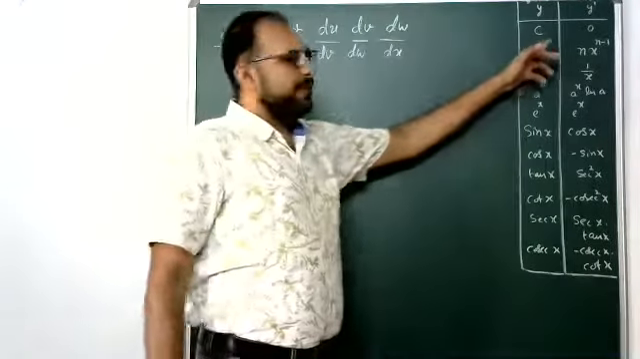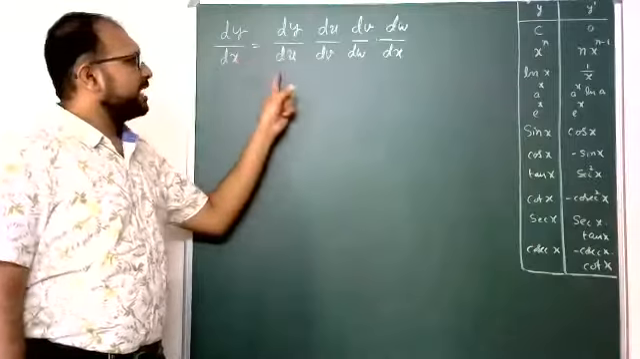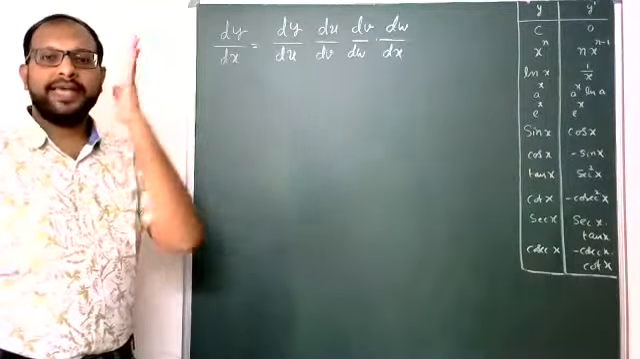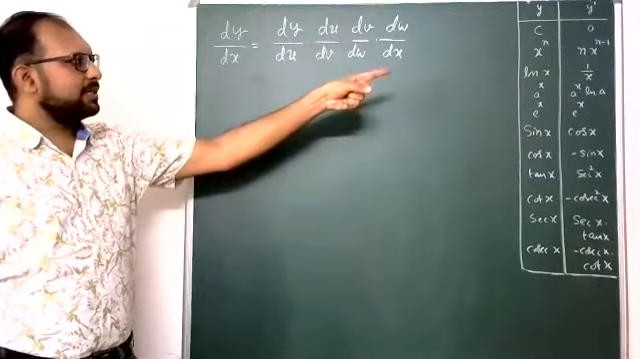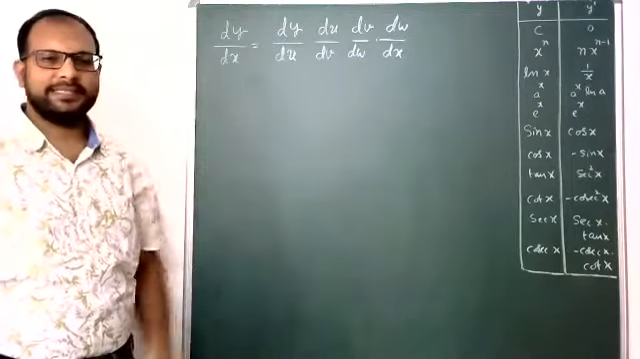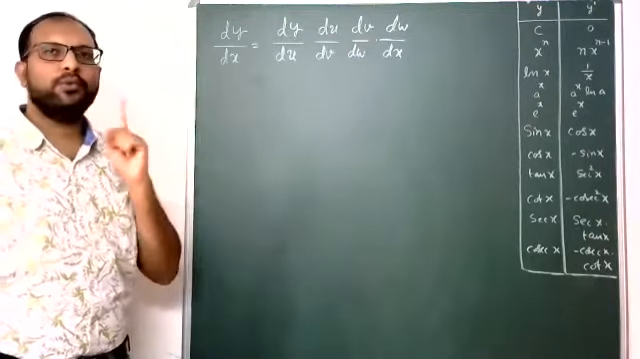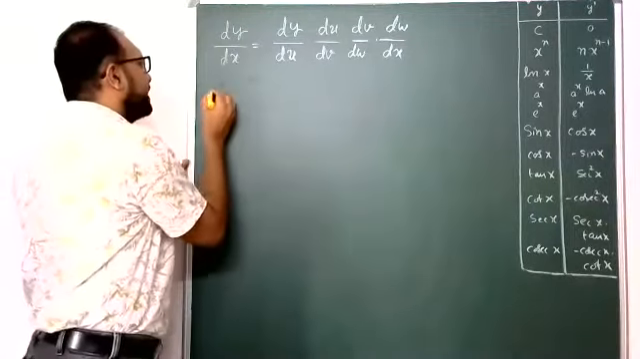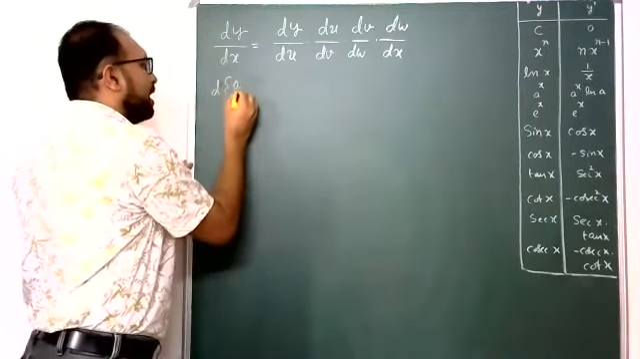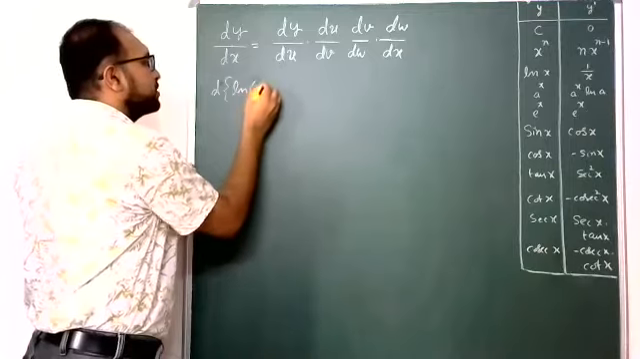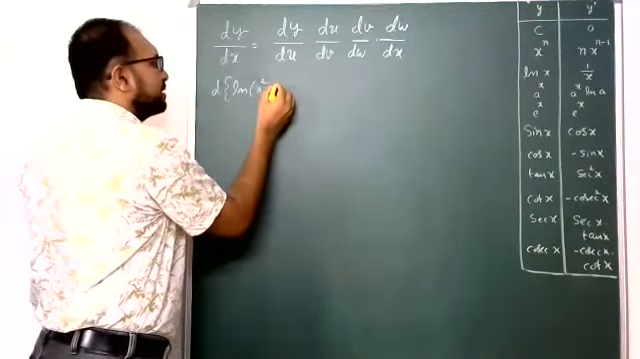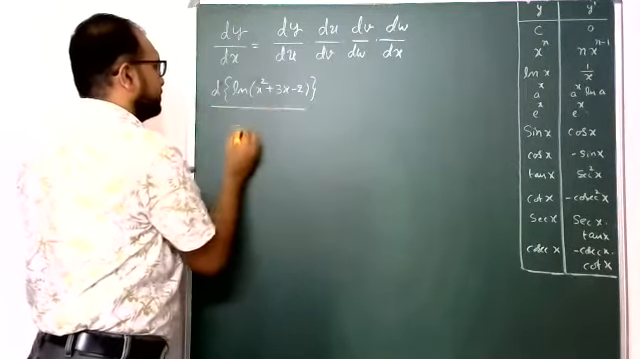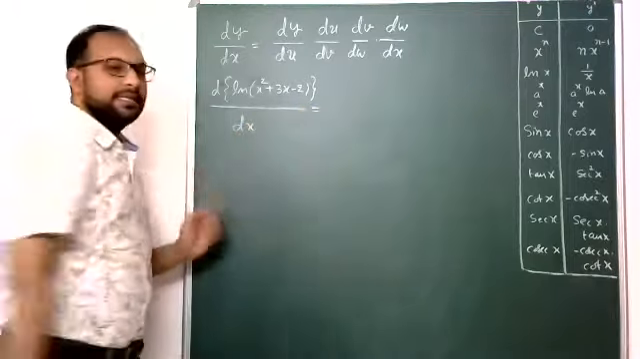Yes, students, x to the power of n with the help of the chain principle is completed, right? Now I am going to one more. Suppose ln x. The derivative of ln x is 1 by x, that is direct. Now the derivative of ln of (x square plus 3x minus 2), suppose.